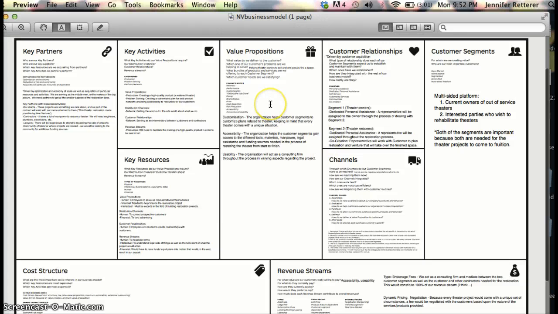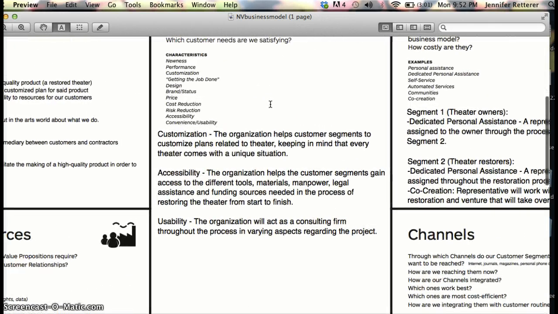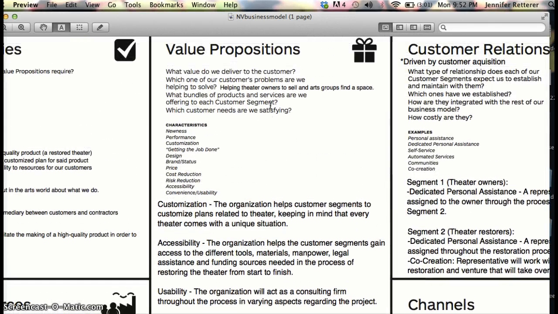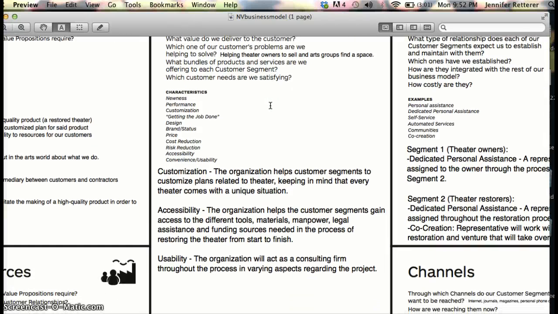So now looking at our value propositions for this, I decided on three value propositions: customization, accessibility, and usability. For customization, my organization helps the customer segments to customize the plans related to the theater, keeping in mind that every theater will come with a unique situation.